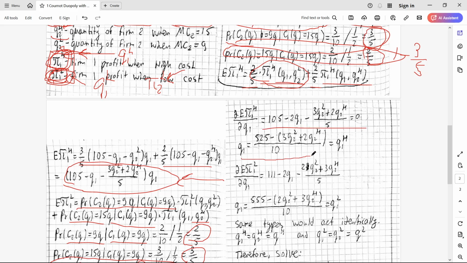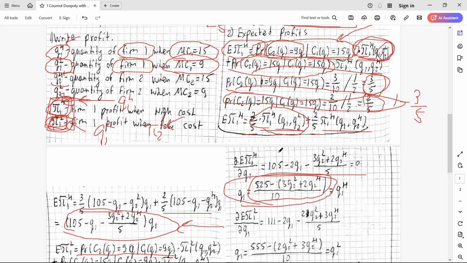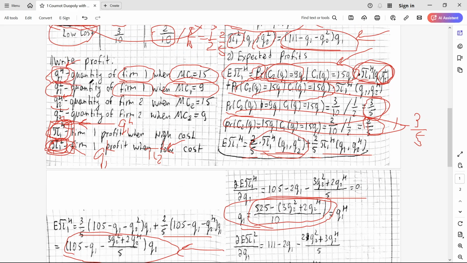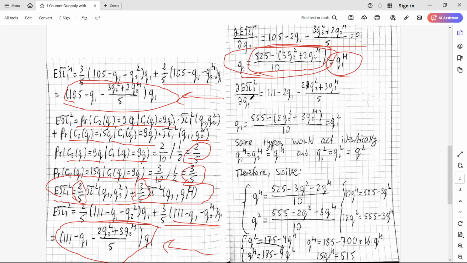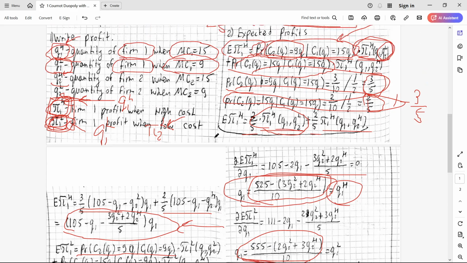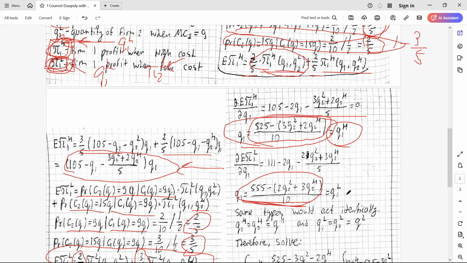With derivative we get this equation, and this value is basically the choice of firm 1 when they're of high type, and the choice of firm 1 when they're of high type we said is Q1H. So this is basically Q1H. Then I derivate the expected profit of low type firm. I get this equation. This is again the choice of firm 1 when they're of low type. So it's basically this. So Q1L.